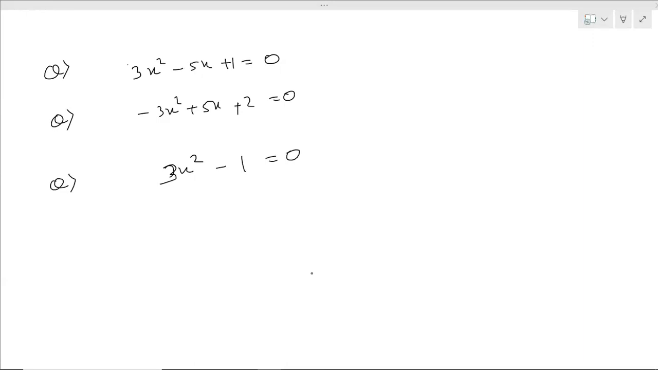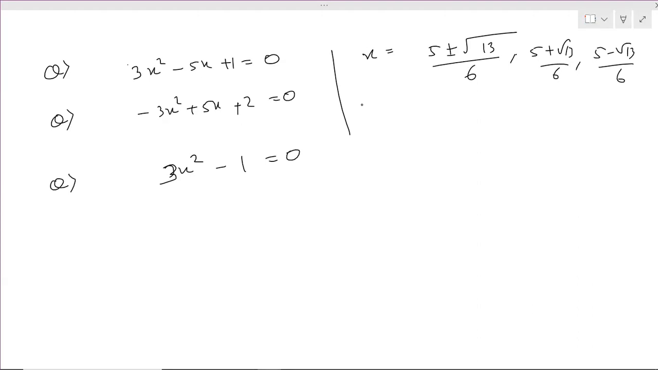All right. So in the first one, we have minus b plus minus root of b square, 25 minus 12, which is root 13 upon 6, right? So 5 plus root 13 upon 6 and 5 minus root 13 upon 6. Very good. And the second one is negative 1 over 3 and 2.